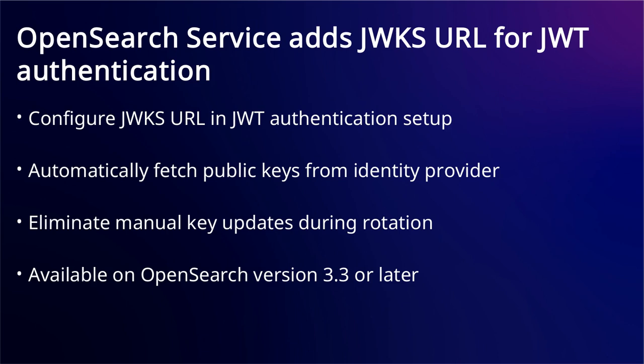Your OpenSearch domains automatically fetch and validate public keys from your identity provider's JWKS endpoint, eliminating manual key management. The configuration includes built-in security validation checks and clear error messaging to help you troubleshoot issues. You can set up JWKS URL configuration using the OpenSearch Service console, AWS CLI, or the Create Domain and Update Domain Config APIs. This feature requires OpenSearch version 3.3 or later and is available in all AWS regions where OpenSearch Service operates.